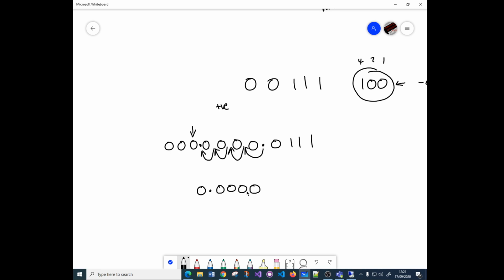Right. But obviously we're not done, because we're unpacking this. Then we're going to keep going. So we've got 1, 2, 3, 4. We've got another 0.